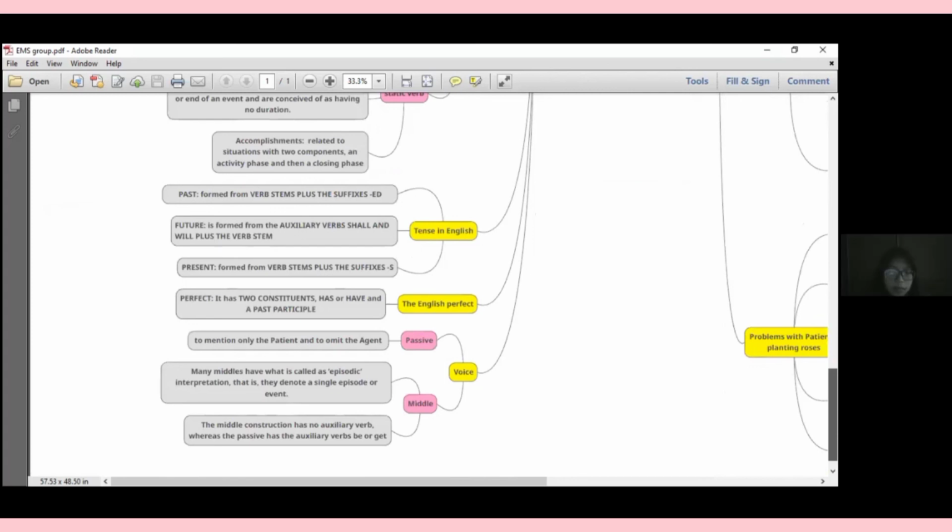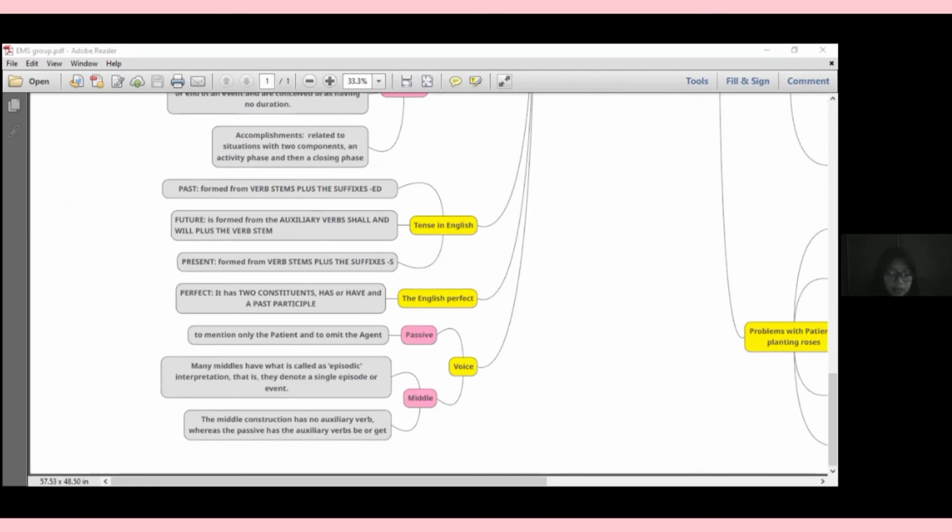And then the next topic is tense in English. Traditional grammars of English talk of past, future, and present tenses. One view is that past and present tense go together since they are both formed from verb stems plus the suffixes s for present and ed for past. The traditional future tense is formed from the auxiliary verbs shall and will plus the verb stem. Will derives historically from a verb that was equivalent to want or intend and can still be used with this meaning.